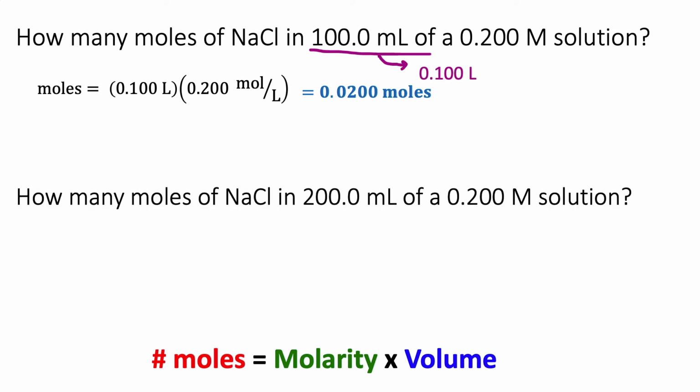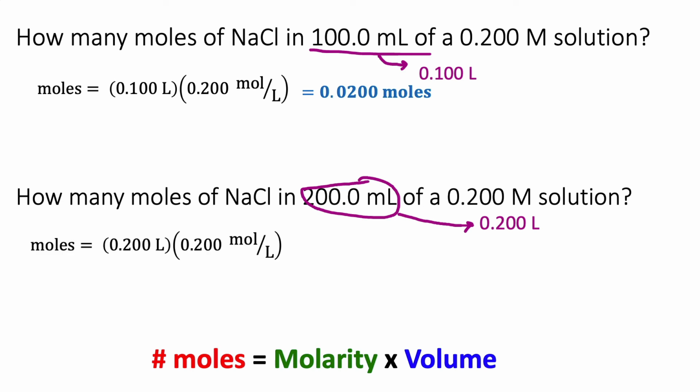Now, here's a different problem, and I basically want to know how many moles of sodium chloride are there in 200 mils of 0.200 molar solution. Now, once again, we're going to take this and we're going to turn it into liters. You can see that the number of moles we have is 0.20 liters times 0.200 moles per liter, and that's going to be 0.04 moles.